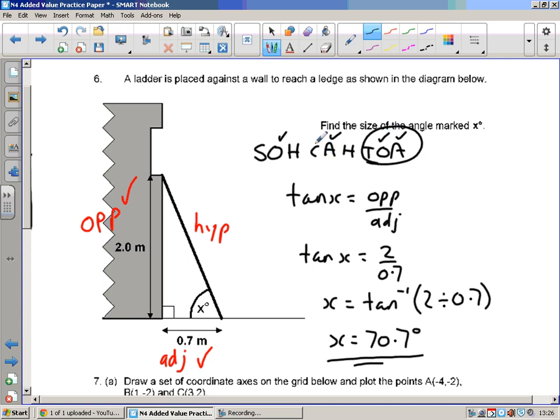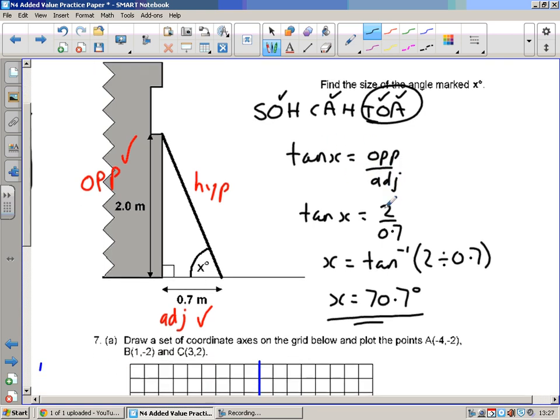After that, we need to decide if we're using sin, cos, or tan. So we write down the word SOH CAH TOA. I know the opposite side. I know the adjacent side. So I tick off all the O's and all the A's, and the one with the double tick is the one that I'm going to use. So now tan x is opposite over adjacent. If you can't remember this, this is on your formula sheet on the front page.